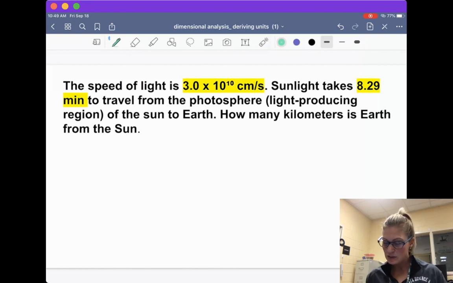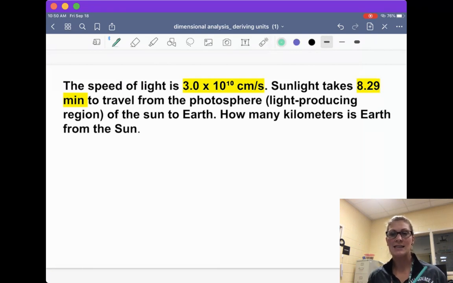So here we have the speed of light is 3.0 times 10 to the 10 centimeters per second. So this is a rate-derived unit, a two-dimensional unit. We have some type of length or some type of unit in the numerator, and in this case, it is a distance or length per time. So that's what the second is.